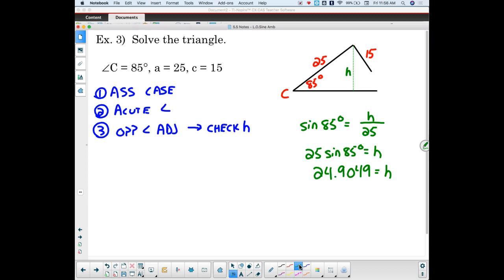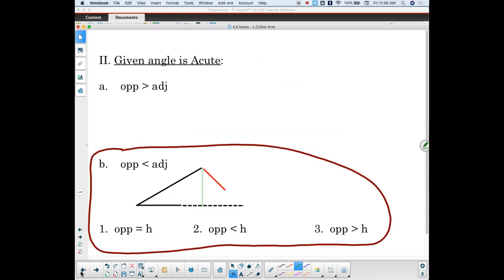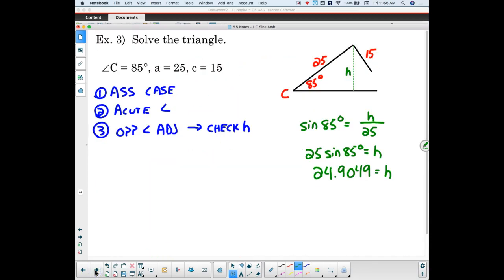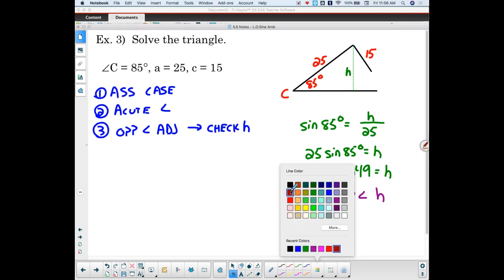According to our notes from yesterday, we have to compare: is the opposite side equal to the height? Is the height bigger? Is the height smaller? So let's compare those two. I've got this as my height, and I've got my opposite side at 15. So my opposite side is less than my height. Do we agree with that? Yes. So that scenario told me from yesterday that how many triangles are formed? Zero triangles are formed. So there is no triangle here.